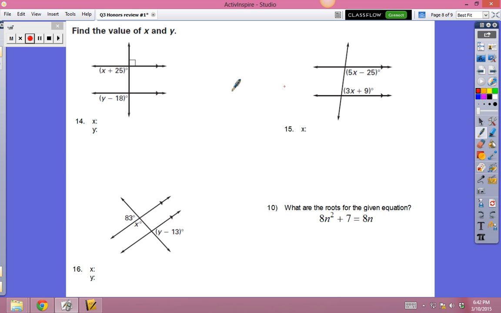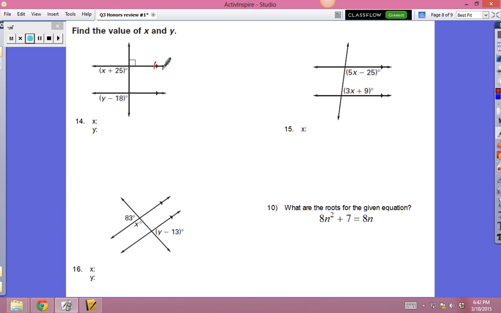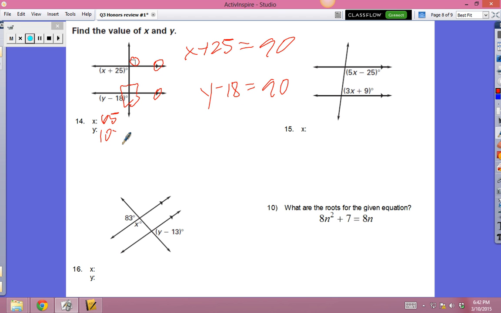14. If they're parallel, that means this angle and this angle are the same. And if this is 90, they're all 90. 90, 90, 90, 90, all the way around. So x plus 25 has to equal 90. So one number plus 25 is 90. X has got to be 65. And the y minus 18 has got to be 90. So one number subtract 18 is 90. And that's 108. So y has got to be 108.